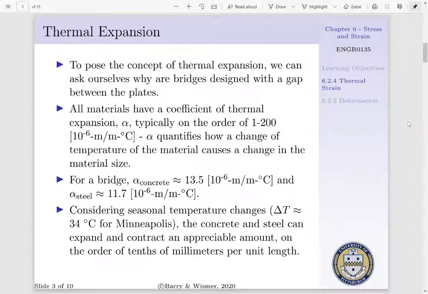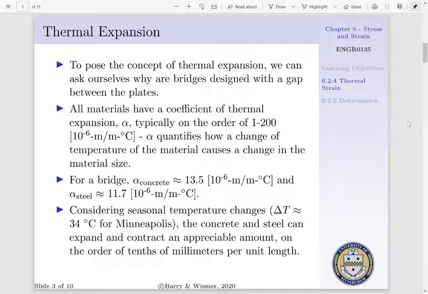Now let us pose the concept of thermal expansion, and we can ask ourselves, why are bridges designed with a gap between the plates, i.e. an expansion gap? Well, all materials have a coefficient of thermal expansion. This is known as alpha. And alpha is on the order of 1 to 200 with units of 10 to the minus 6 meter per meter degree C. Now, alpha quantifies how a change of temperature of a material causes a change in the material size. Notice the unit is really on a per degree C basis.